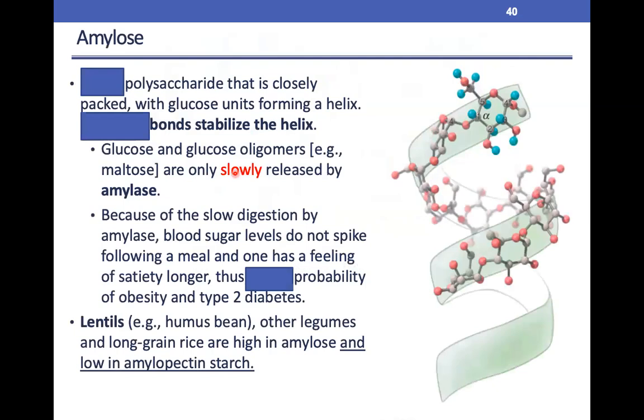Okay, amylose, is it linear or branched? Linear, good. And then what kind of bonds stabilize the helix in amylose? What did I say those were called? Hydrogen. Perfect.